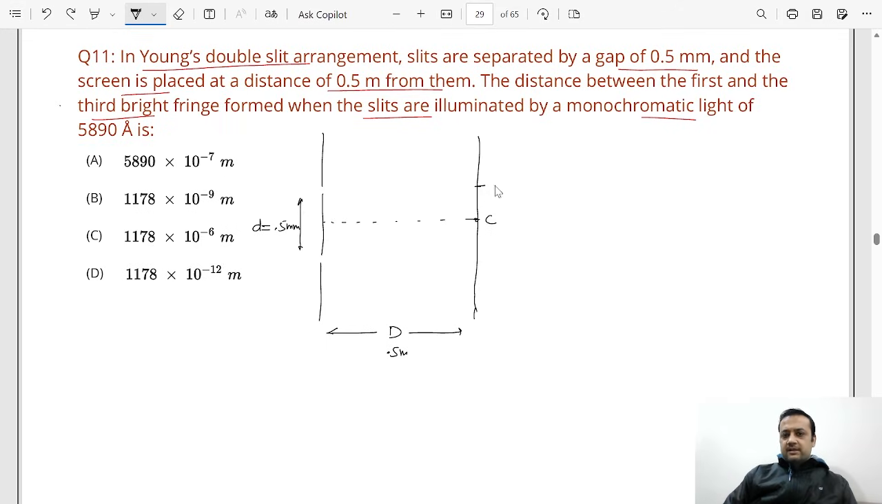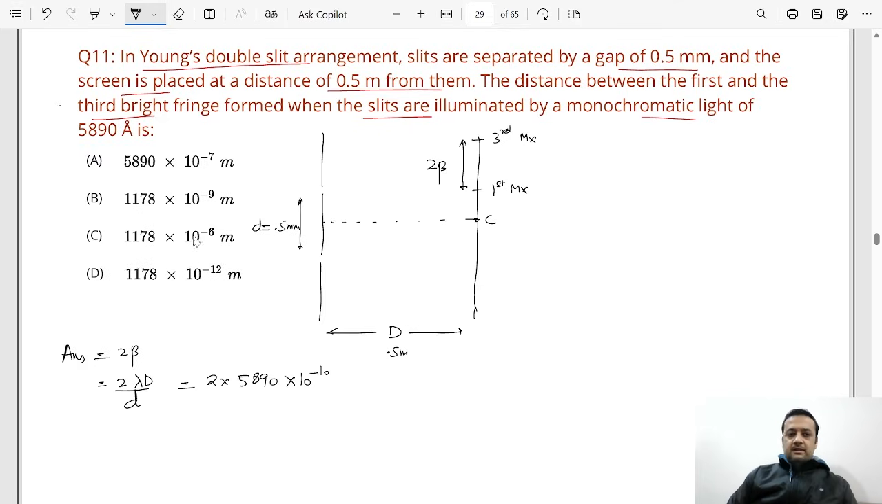So this is the center of the screen basically. Let's say somewhere over here the first maxima, the first bright fringe, is formed, and somewhere over here the third maxima will be formed. So the distance between the first maxima and third maxima will become twice the fringe width, 2 beta. So basically our answer is nothing but 2 beta, twice the fringe width. And beta we know is lambda capital D upon small d. So what is the value of lambda? Lambda is given as 5890 angstrom. We have to find the answer in meters, so why not convert everything into meters? So 5890 into 10 to the power minus 10. Now this value is in meters.